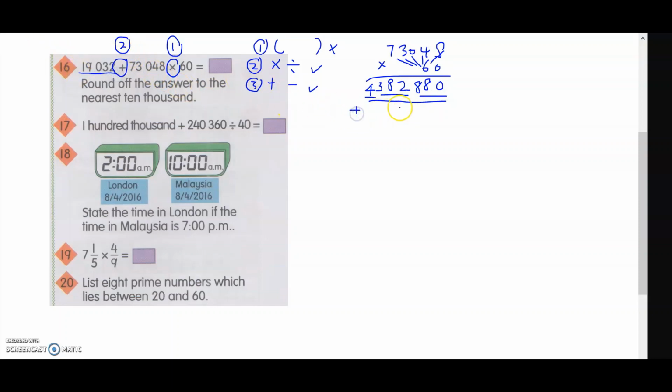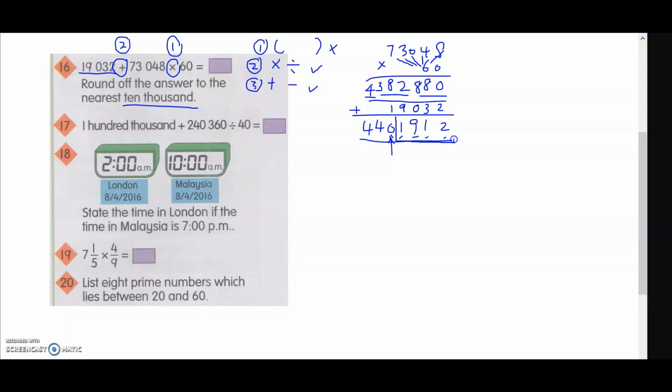So you plus 19,032. You get 4.4 million. And then round off the answer to the nearest 10,000. Which one is 10,000? Ones, tens, hundreds, thousand, 10,000. So this is the 10,000.